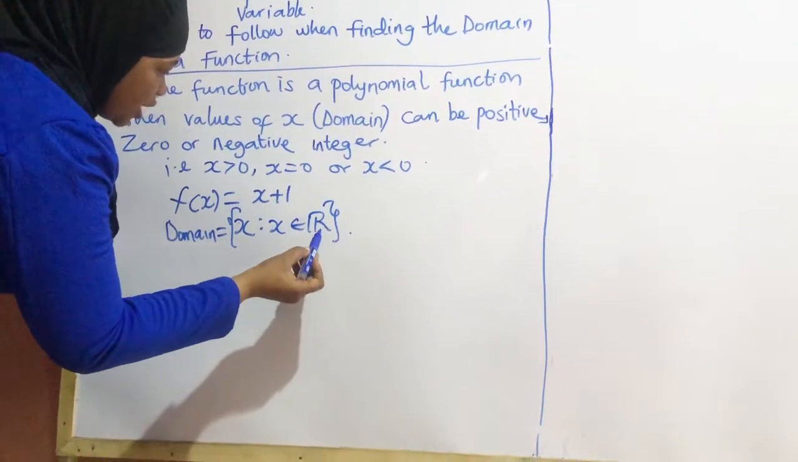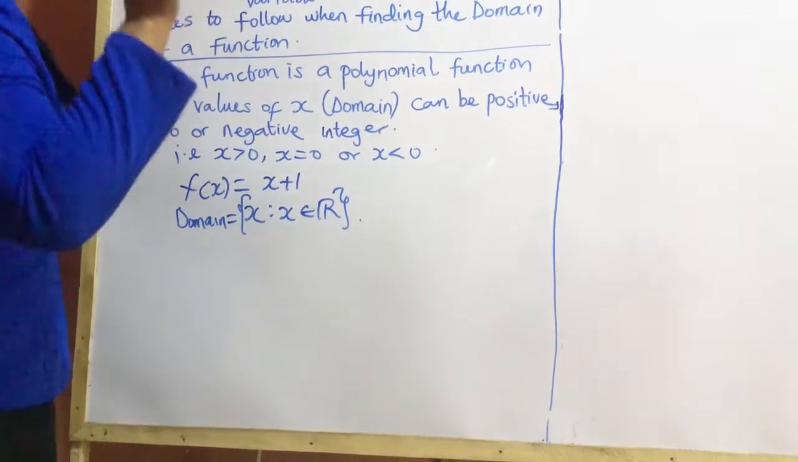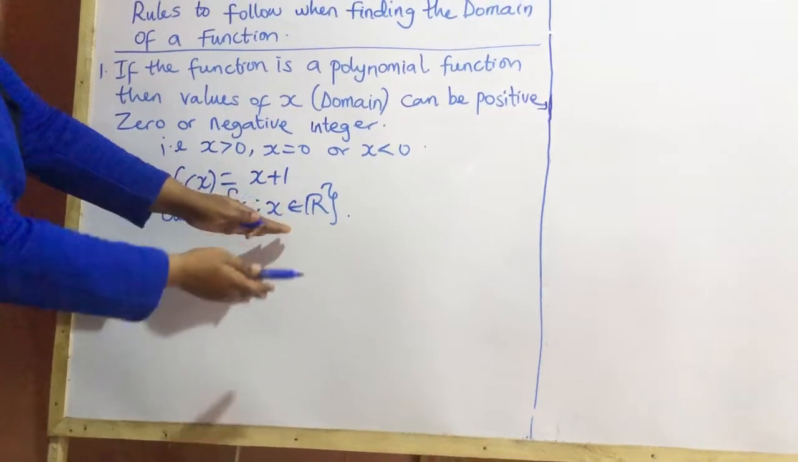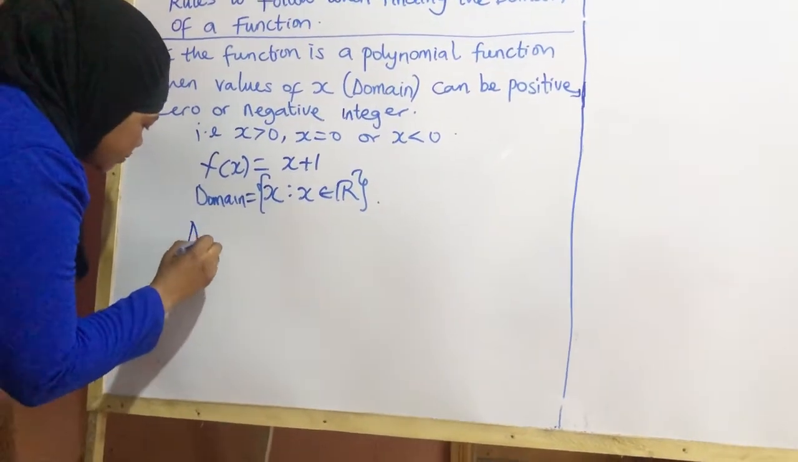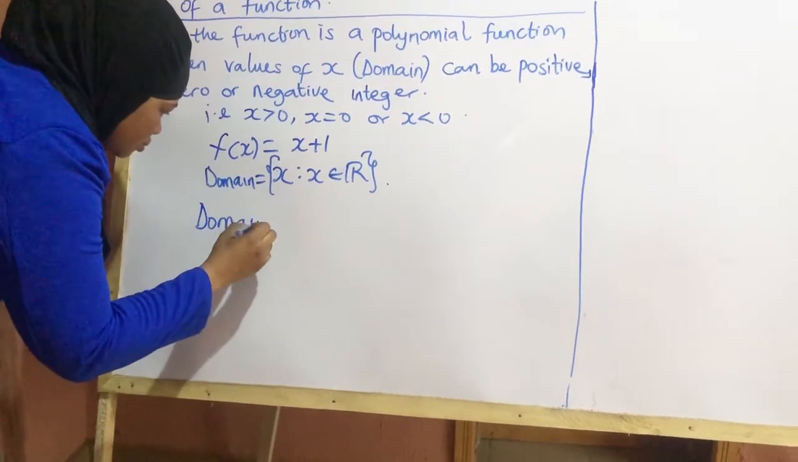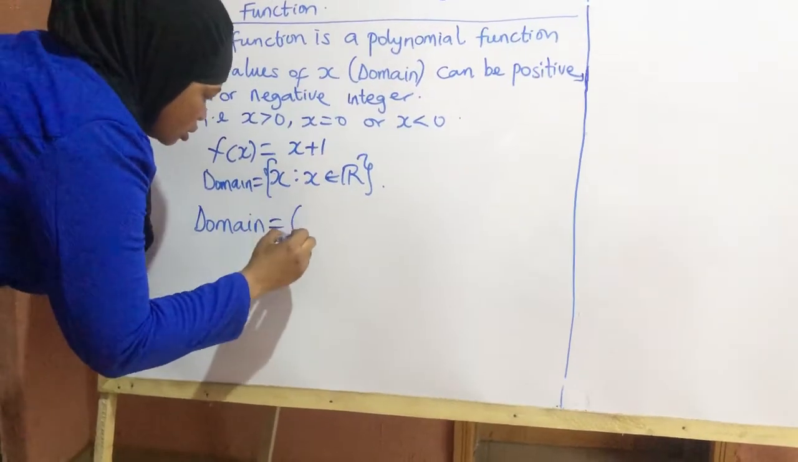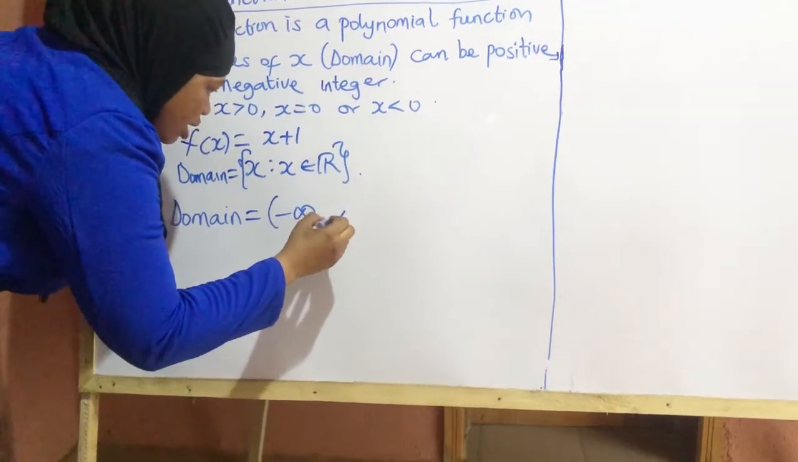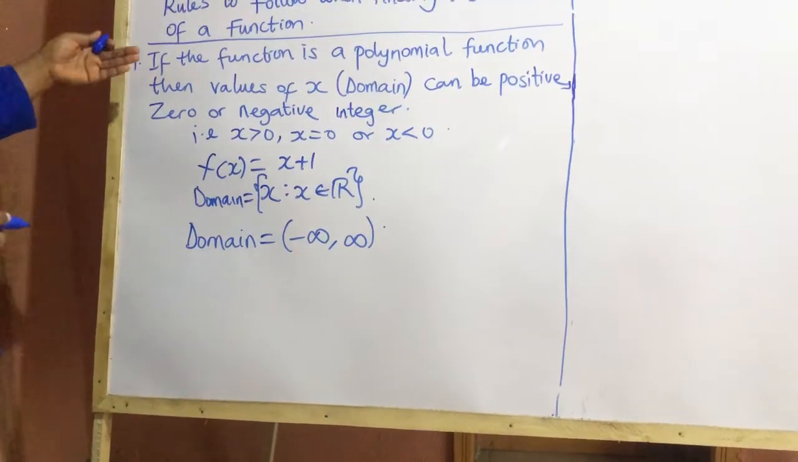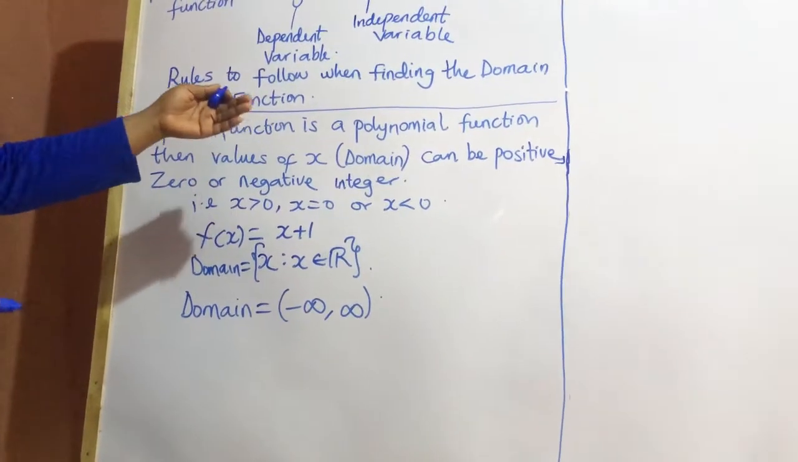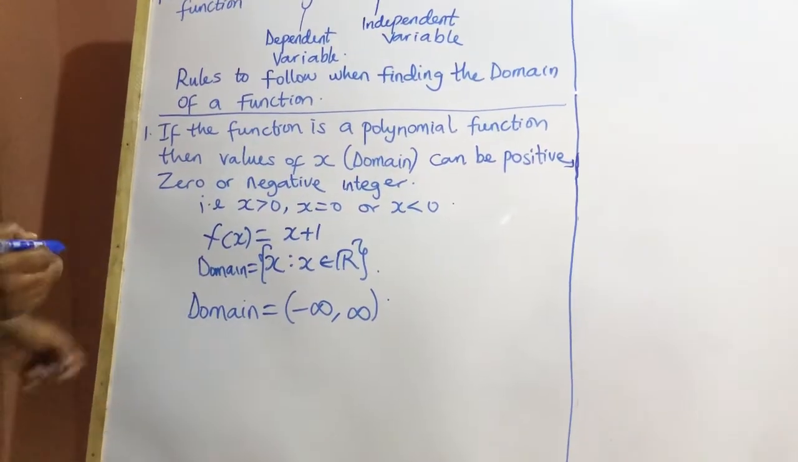If you want to find the meaning of real numbers, you can check the description below. I will put the link there for you to understand it. Or you can say that this domain is equal to minus infinity, comma, infinity. So that is how to find the domain if the function is a polynomial function.